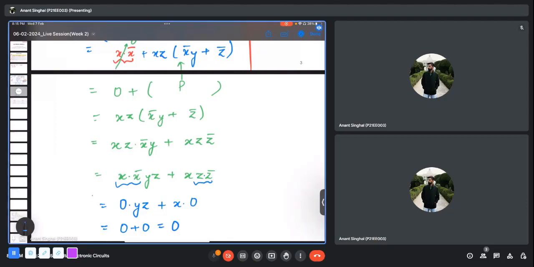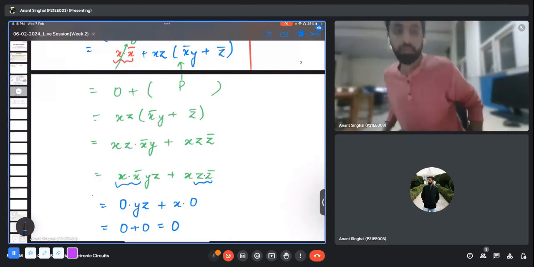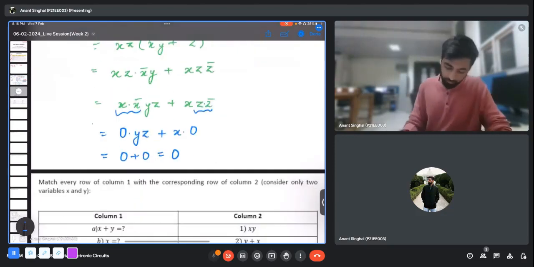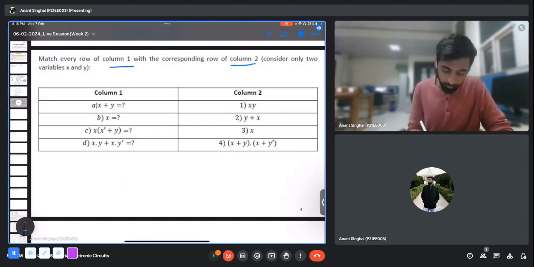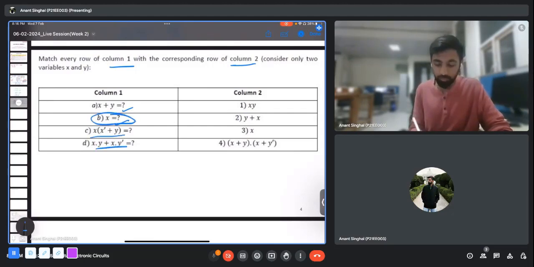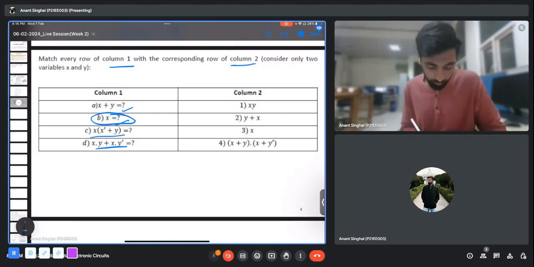Okay, so now let's proceed to the next problem. This is a matching problem. As you can see, we need to solve certain columns and match column 1 with column 2. So there are several rules. First of all, there is something like x plus y. There is something we need to compute, x. Maybe we need to use the RHS to compute this x. Then there are several relations which we need to simplify that we did in the last problem itself. So we'll proceed with the same.